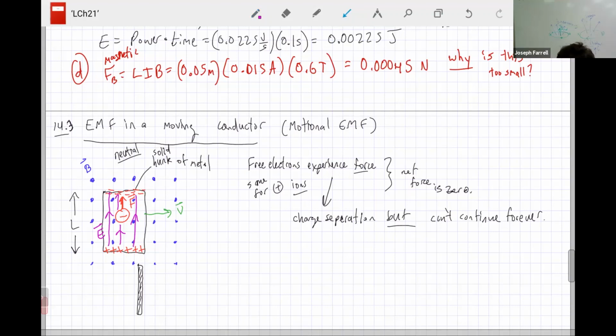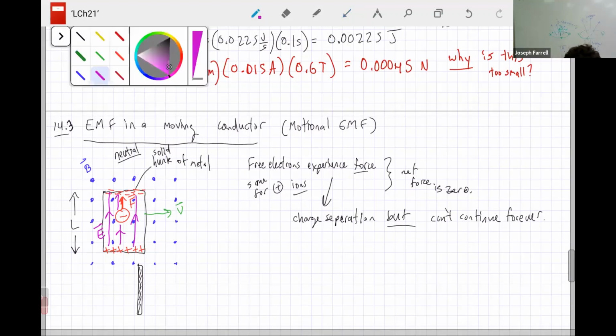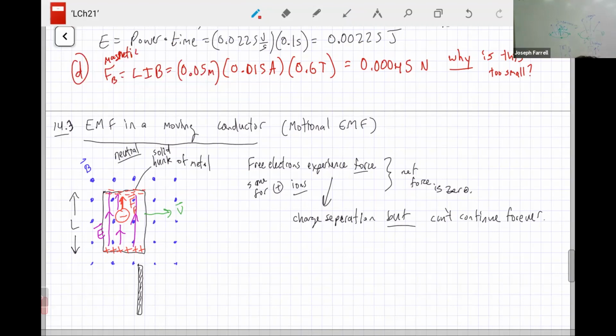And so what's going to keep that from going forever is that you've got a magnetic force, but now it's balanced by an electric force, Fe. And so your net force on the electrons is your electric force from this newly established electric field that happened because the conductor was moving, plus the magnetic force.